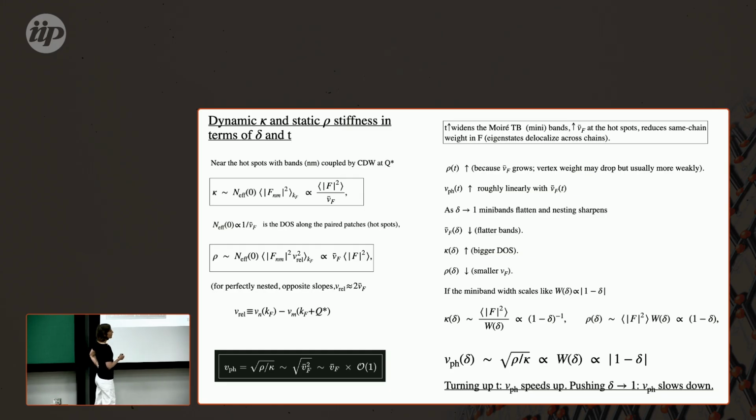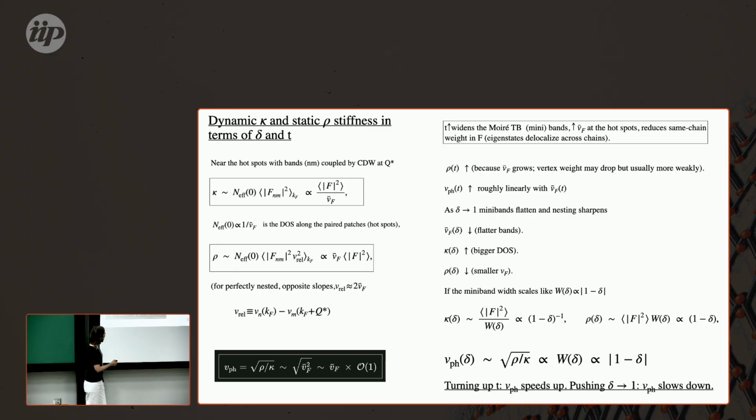As delta approaches 1, the minima flatten and the nesting sharpens. What happens, of course, is that the Fermi velocity decreases because of the flatter bands, and the static stiffness is going to increase because there is a bigger density of states, and then rho is going to become smaller because of the smaller Fermi velocity.